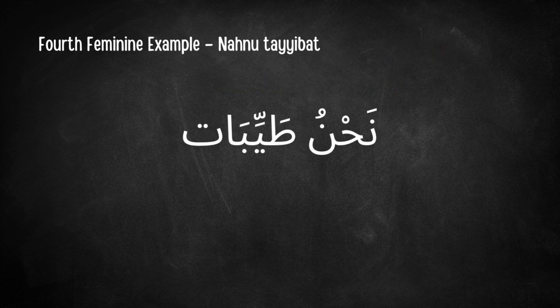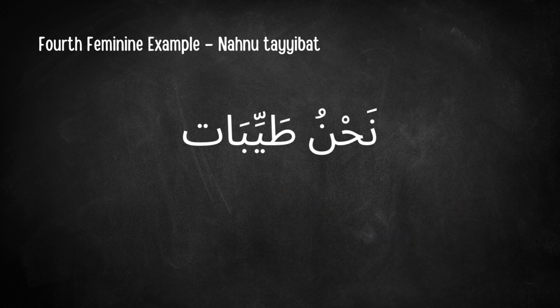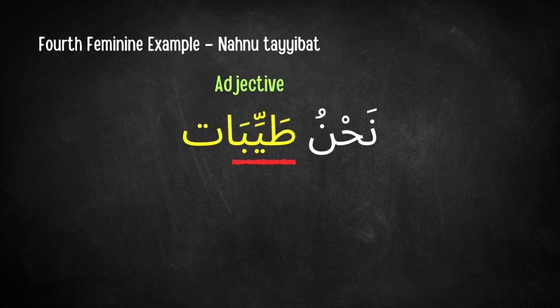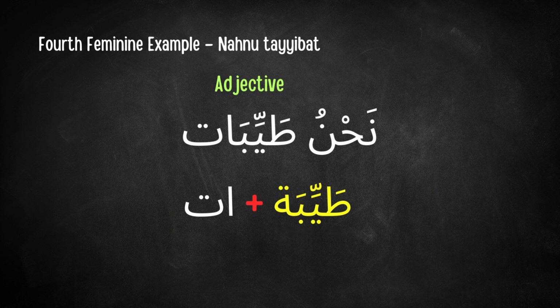Last example. نحن طيبات. نحن طيبات, meaning we good or we kind. But it is understood as we are good or we are kind. The adjective طيبات means good or kind. It is a feminine plural adjective. The adjective طيبات is formed by replacing the closed ta in the singular adjective طيبة with the suffix ألف تا. طيبة plus ألف تا replaces the closed ta, becoming طيبات.